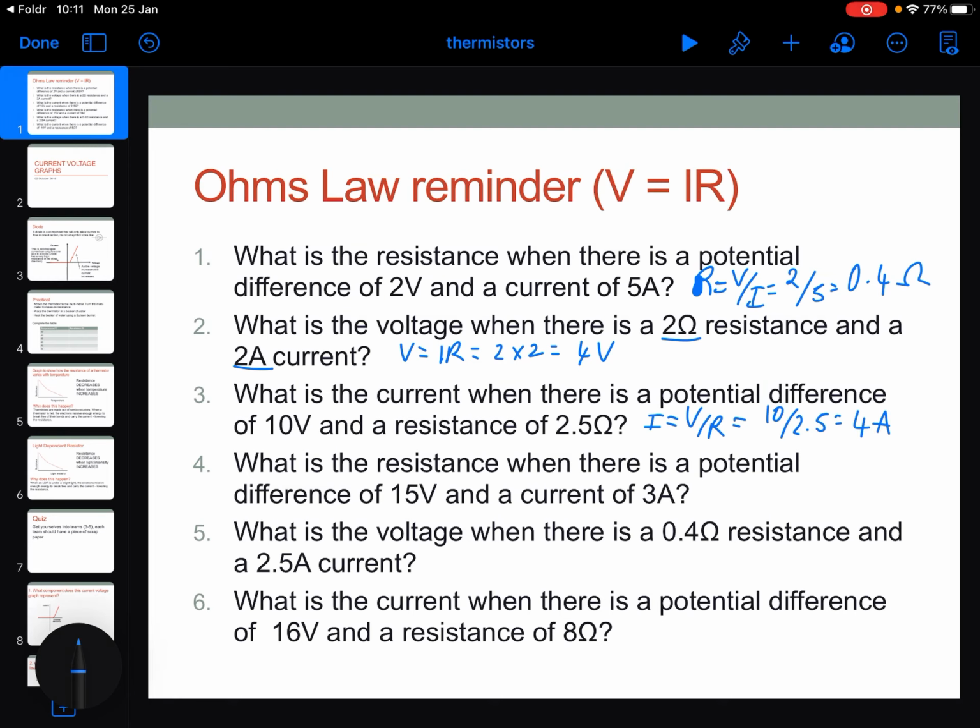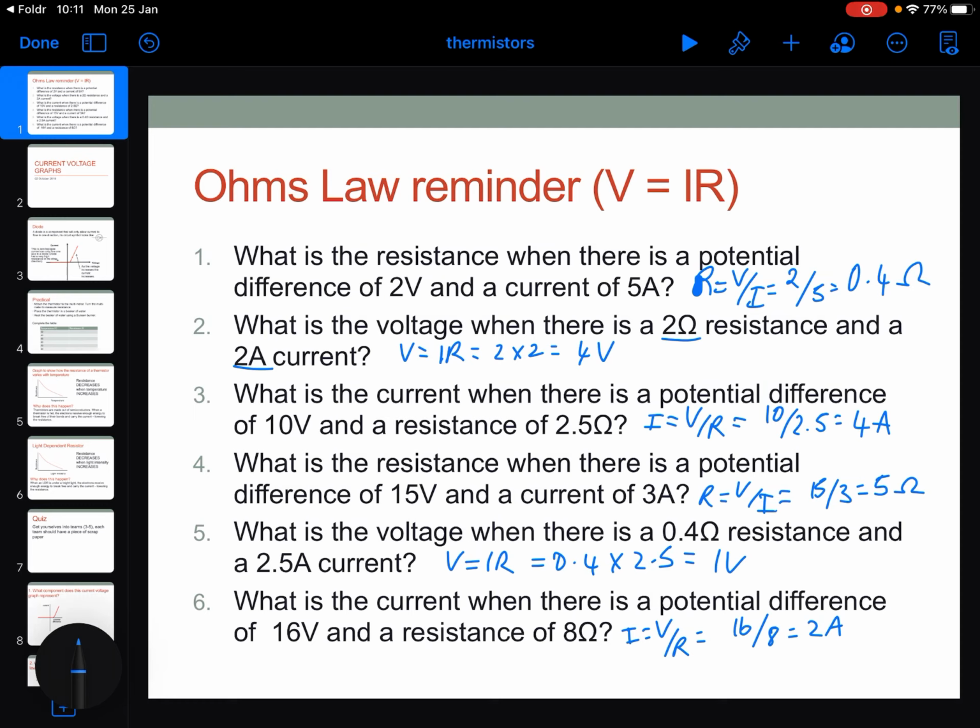Number 4, what is the resistance when there is a potential difference? So R is V over I, 15 divided by 3 is 5 ohms. Number 5, voltage, V equals IR, so that's 0.4 times 2.5 is 1 volt. And number 6, what is the current? So I is V over R, 16 divided by 8, it's 2 amps.